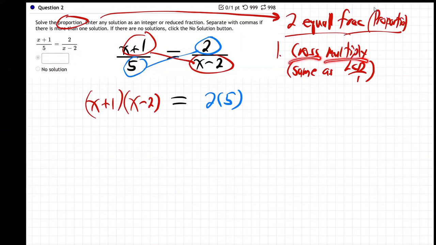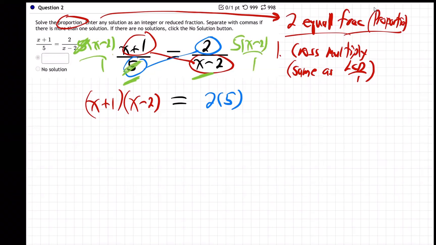Just do one diagonal on one side, one diagonal on the other. That's called cross multiplying. Notice how I said it's the same as LCD over 1, because normally when we have fractions with an equal sign, we do LCD over 1. If I did LCD over 1, it would actually be exactly the same result, right? What's the LCD? Well, we have 5 and x minus 2, so it'd be 5 times x minus 2 over 1. I just want to show you it'd be the same.